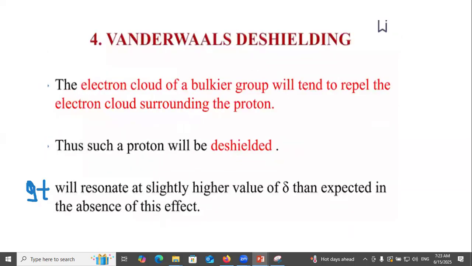Van der Waals deshielding. The electron cloud of the bulkier groups will tend to repel the electron cloud surrounding the proton. Thus, such a proton will be deshielded. It will resonate at a slightly higher value of delta than expected in the absence of this effect.